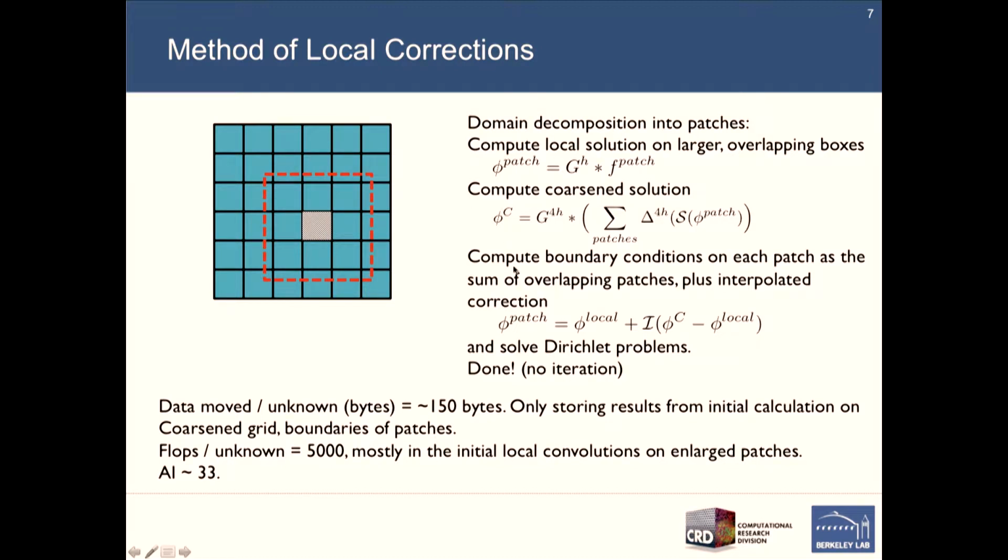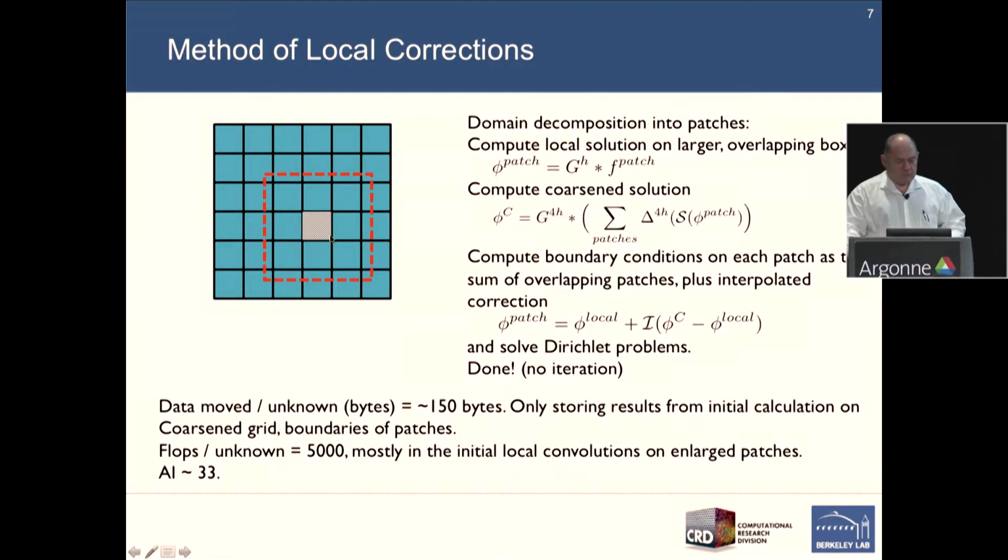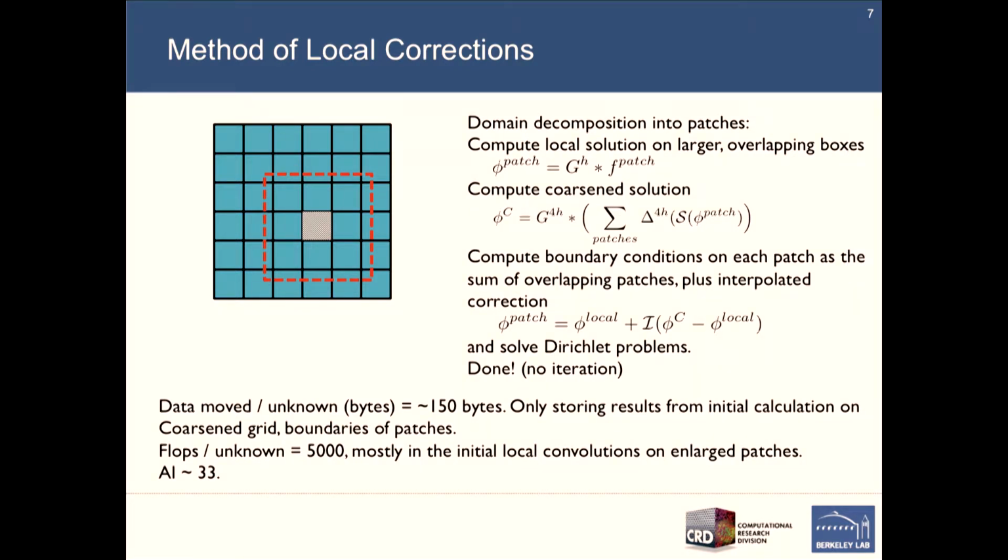And now coming back up, I've computed this solution. Now I compute boundary conditions on each patch and solve again. It's cheaper for me to do solves than to move data. So rather than doing it as I did in multigrid, which is interpolate corrections, I just interpolate a fixed up version of the solution on the boundary of a patch. I have to move less data, I have to store less data. And then I solve just a Dirichlet problem, Poisson, on this little patch again. And I'm done. There is no iteration here.